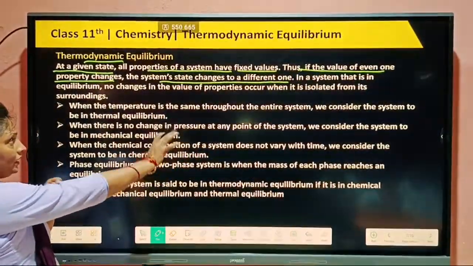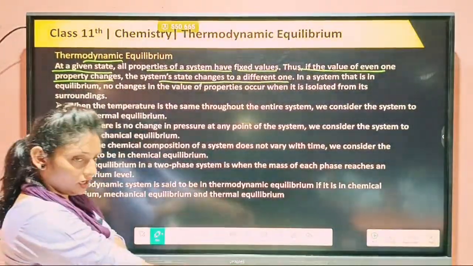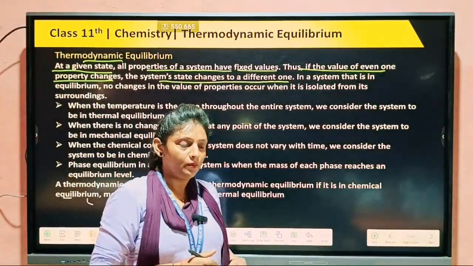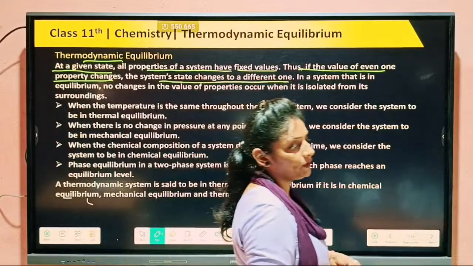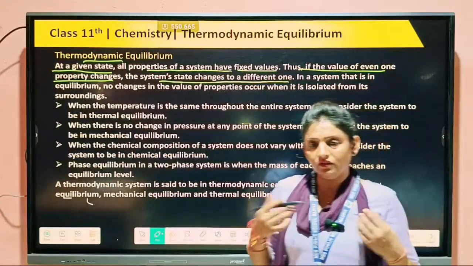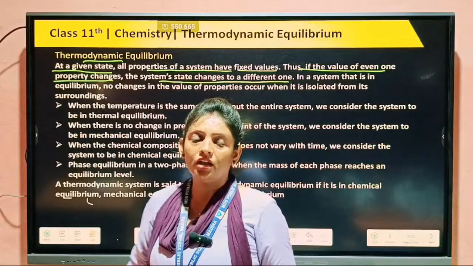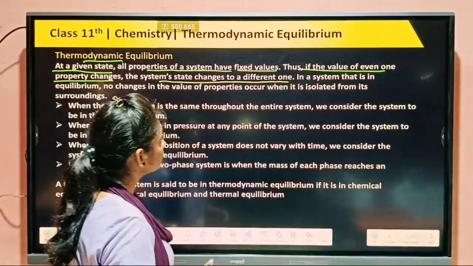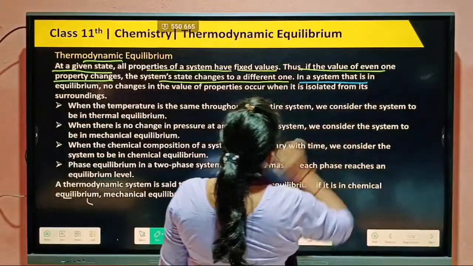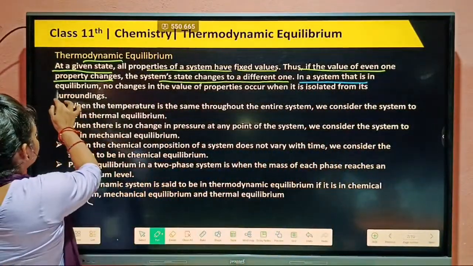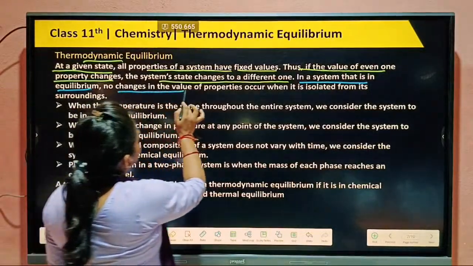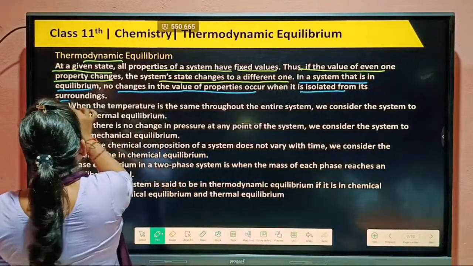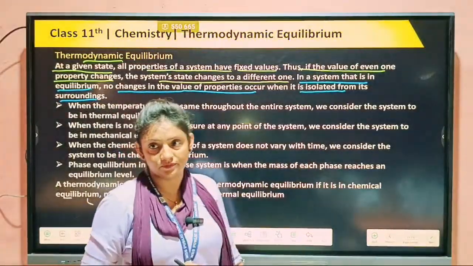Means at a given state, a system has all properties fixed. But if we change any one of the properties, any one of the conditions, then the state can also be changed. Clear? In a system that is in equilibrium, no changes in the value of properties occur when it is isolated from its surroundings.